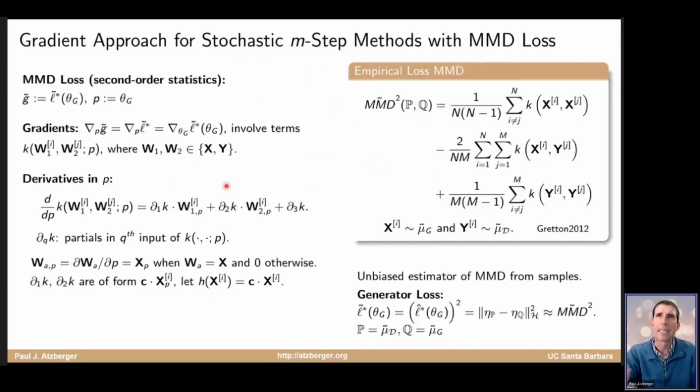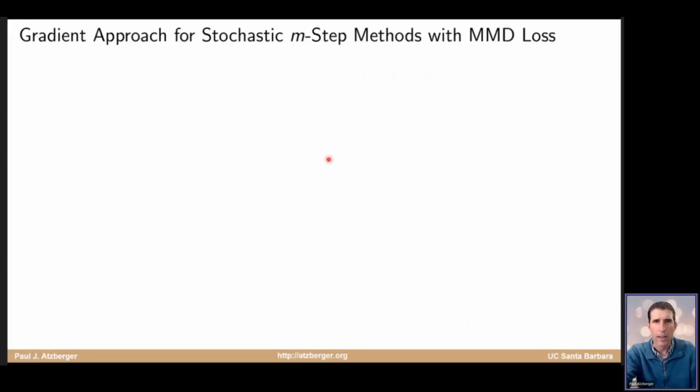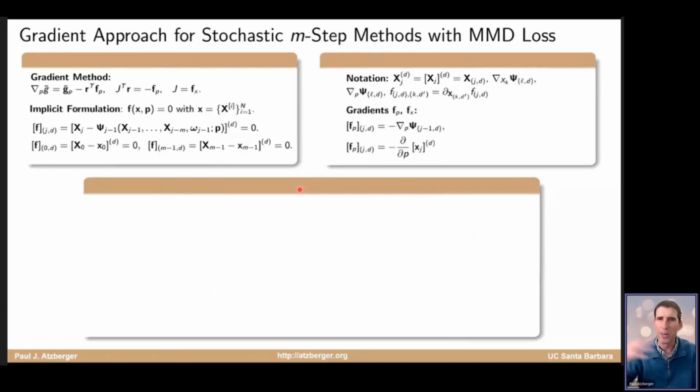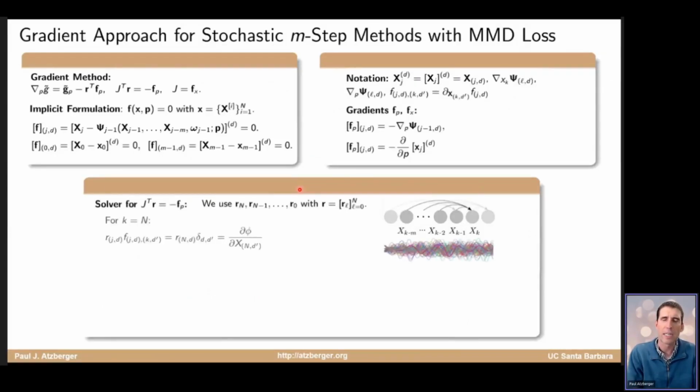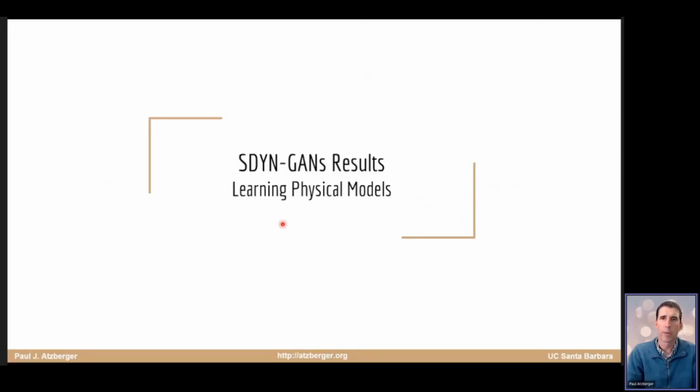What I wanted to spend the remaining time on is saying a little bit about some results with these techniques, and we'd be happy to talk more about some of this offline. These slides that I'm skipping through are the gory details of how you actually compute gradients of that MMD loss with trajectory data, exploiting, again, the graphical structure of the underlying random variables. So let me just show you some results in the remaining few minutes.